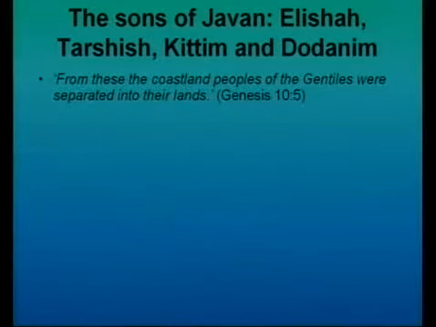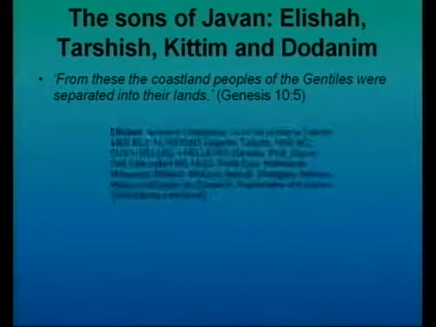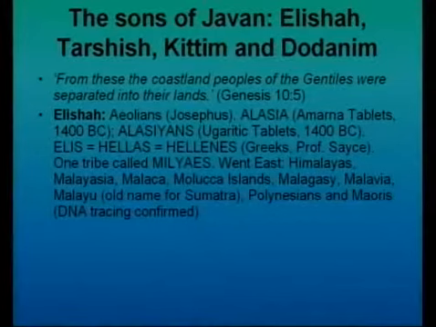There were sons of Javan: Elisha, Tarshish, Kittim, and Dodanim. Genesis 10 says, from these the coastland peoples of the Gentiles were separated into their lands. Now, Elisha was the father of the Aeolians. We've had those mentioned just now. His descendants are referred to in the Amarna tablets as the Elassia, or the Elassians in the Ugaritic tablets. And a number of scholars trace them right through to what they call the Hellenes, which is another name for the Greeks.